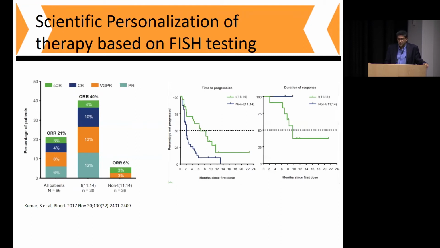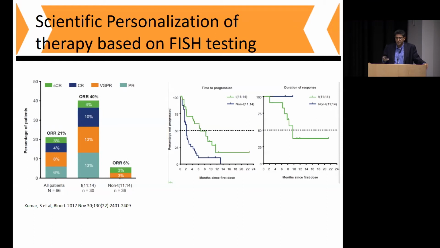And the first test that is probably going to have some utility in our FISH panel to come to clinical utility is what we call 11-14 translocation, which is a translocation that happens in about 15% of patients with myeloma, and therein this drug called venetoclax has been shown to have a much higher cancer response and a duration of response. And this again is work that Dr. Kumar has done and led at an international level.